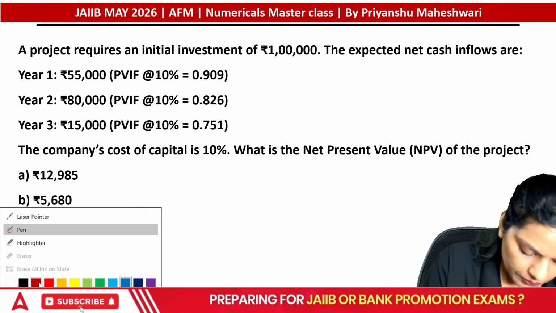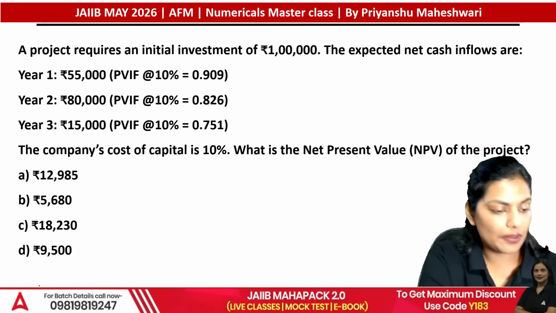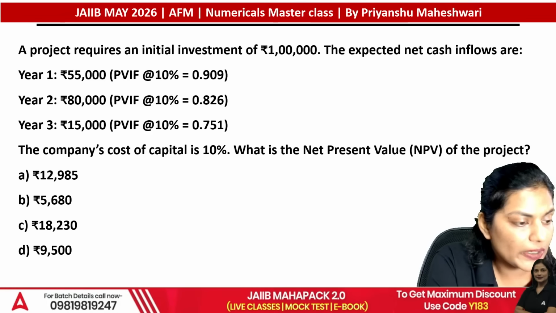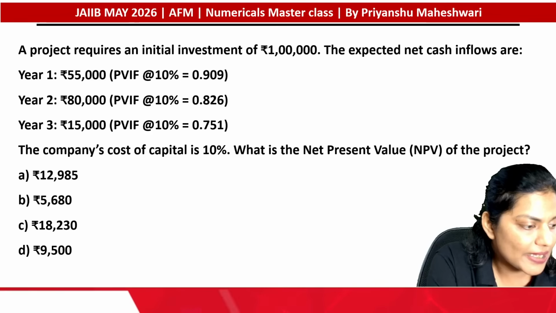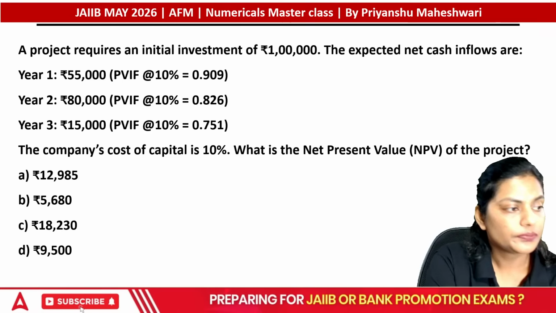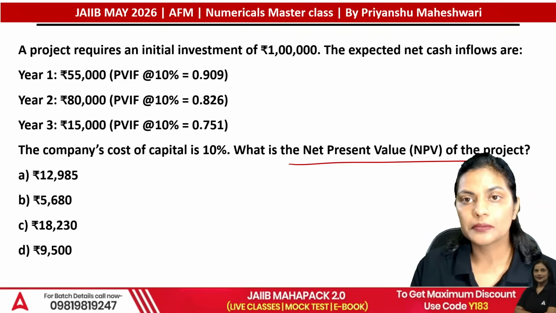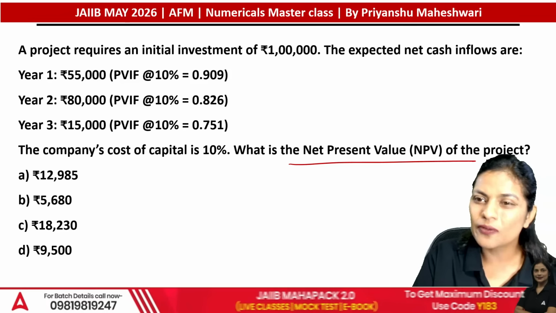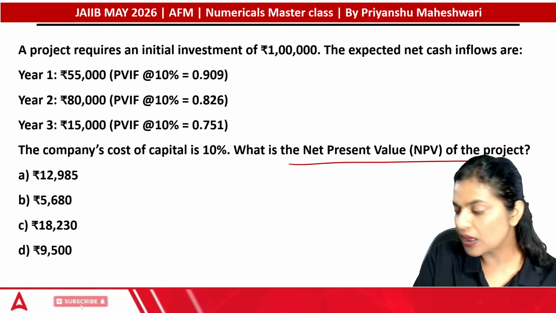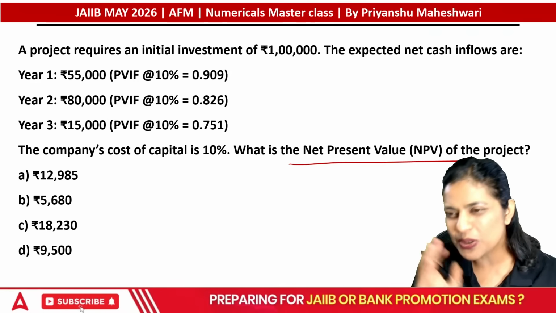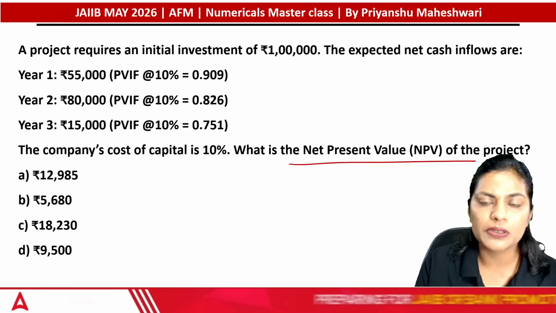Then, calculate the NPV of the project. How do we calculate the NPV? This is the second last question. NPV, net present value. Not bad. 1.5 hours we have completed all the numericals. Approximately, I'm sure 90% numericals we have completed, 95% numericals.